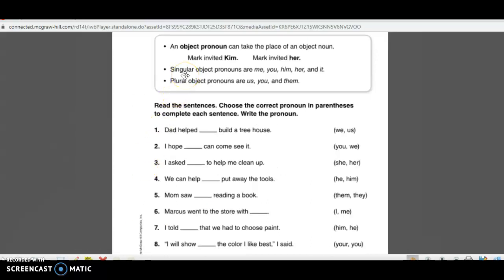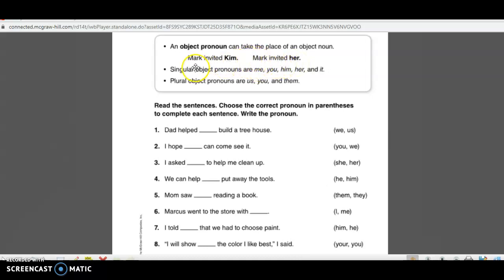Okay, so our object pronouns. An object pronoun can take the place of an object noun. So instead of being our subject, we're using this as an object noun within the sentence. Instead of replacing Mark, we're going to be replacing Kim. Mark is our subject. Kim is part of our predicate. So, Mark invited Kim. We wouldn't replace Kim with she. We would replace Kim with her. Mark invited her. "Mark invited she" doesn't sound right.